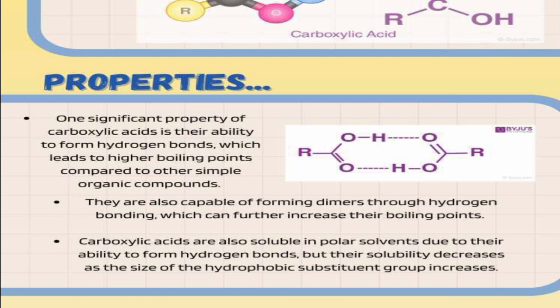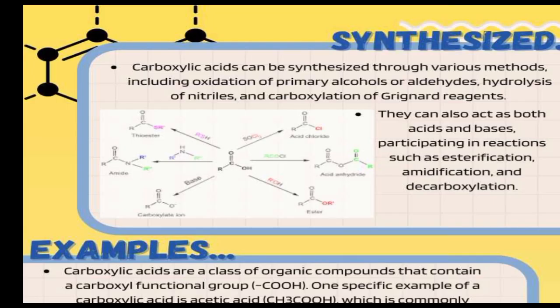Properties. One significant property of carboxylic acids is their ability to form hydrogen bonds, which leads to higher boiling points compared to other simple organic compounds. They are also capable of forming dimers through hydrogen bonding, which can further increase their boiling points. Carboxylic acids are also soluble in polar solvents due to their ability to form hydrogen bonds, but their solubility decreases as the size of the hydrophobic substituent group increases.